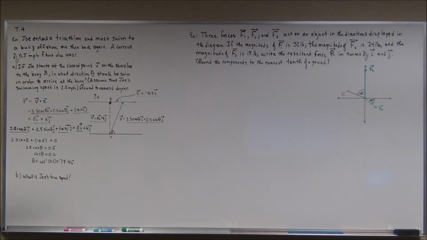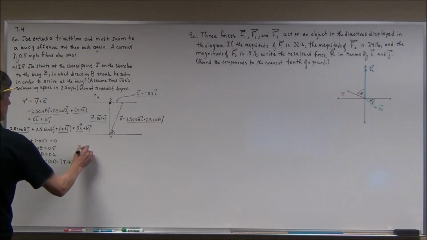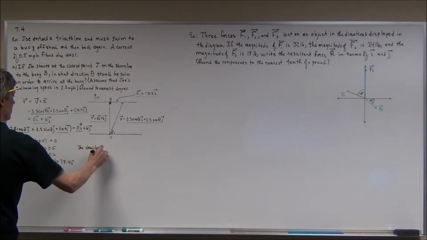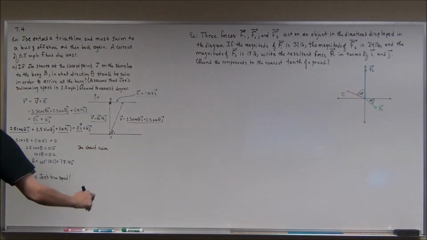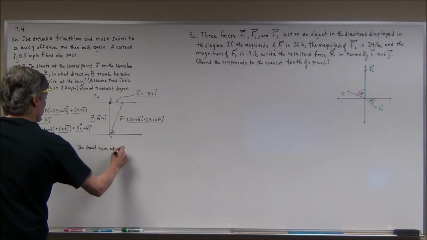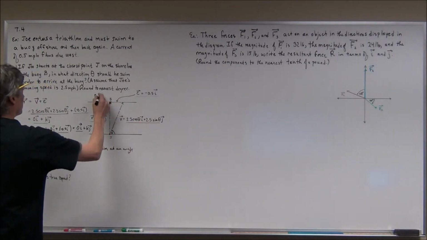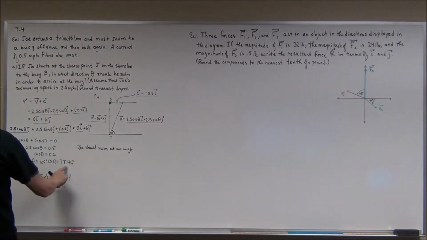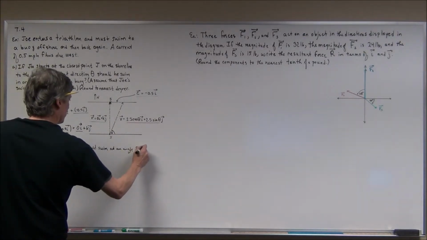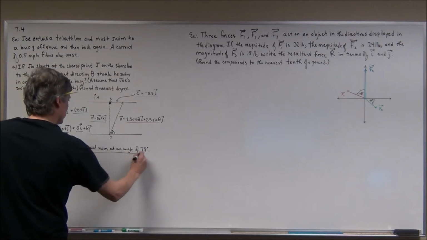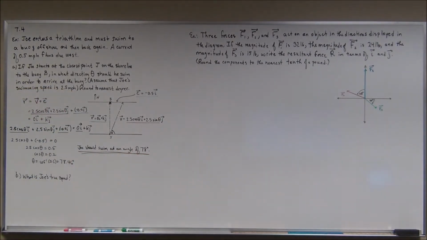So to answer the question, in what direction theta should he swim in order to arrive at the buoy? Joe should swim at an angle, and I think we want this to the nearest degree here, so to the nearest degree, at an angle of 78 degrees. There's part A. Part B says, what's Joe's true speed?